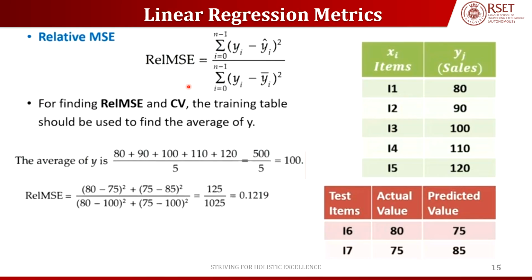The next is relative mean square error. This is the formula. So here I am taking the average of the y values. Okay, so for finding relative MSE and CV, the training table should be used to find the average of y values that is taken over here. We just need to find each of these values and substitute in the equation. We'll get the evaluation metric value. So here it is, relative MSE is 0.1219.